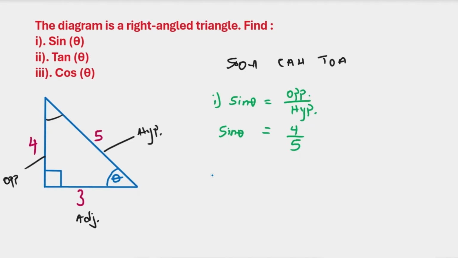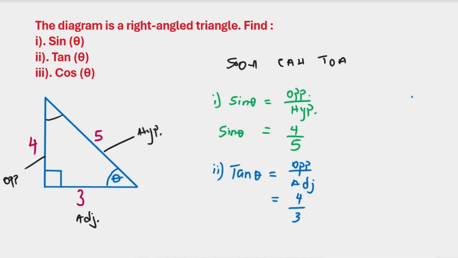The next one is talking about tan theta. Let's work that one here. So tan theta, according to the mnemonic, that is TOA. So we have opposite out of adjacent. Let's do the substitution. Opposite is 4, and adjacent from the diagram is 3. So tan theta is equal to 4 out of 3.